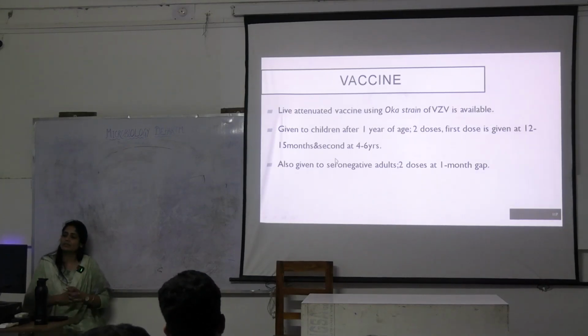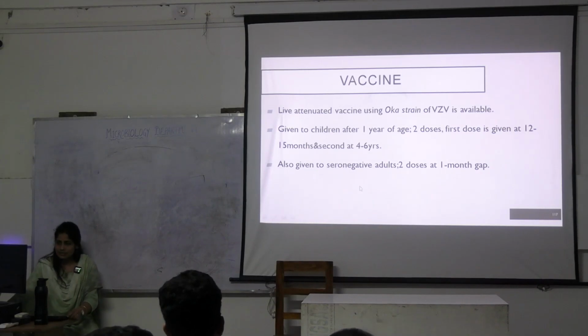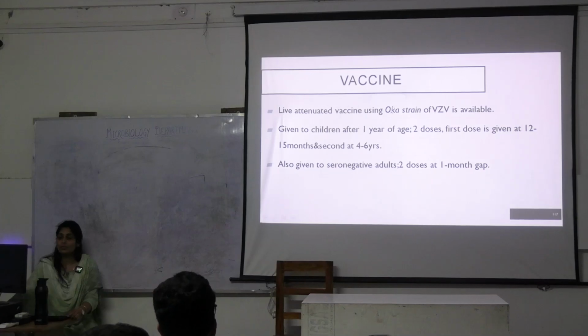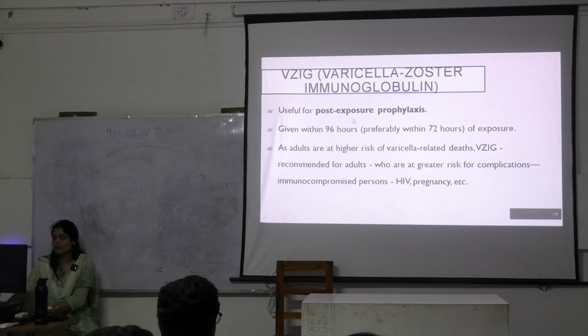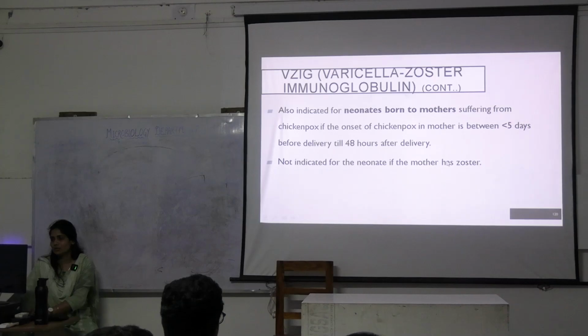What are the vaccines available for this? Whenever you are learning the vaccines for these viruses, just remember the strains. They usually ask the strains that are used for vaccine development. So a live attenuated vaccine using the OKA strain of varicella zoster is available. It is given to children after 1 year of age. For post-exposure prophylaxis, you can also opt for immunoglobulins.